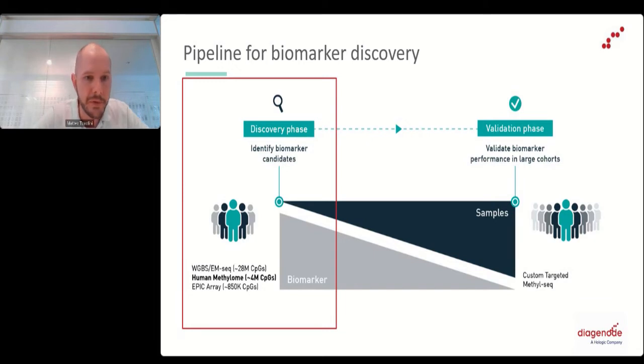And to do that, we can, of course, use different options. We have the option of whole genome bisulfite sequencing, the Human Methylome, or the EPIC array. Those are very much used for screening a high number of biomarkers. And due to that, we should try to avoid using a high number of samples. And here today in this webinar, we will focus on biomarker discovery using the Human Methylome from Twist.